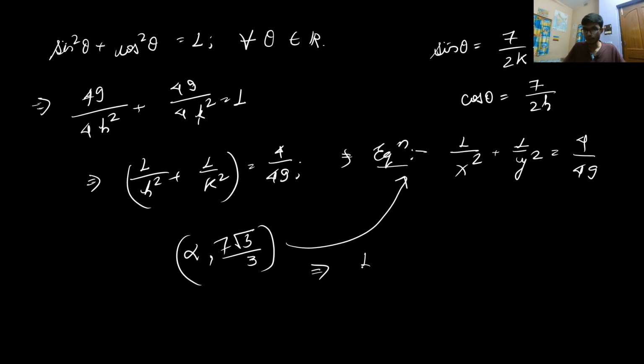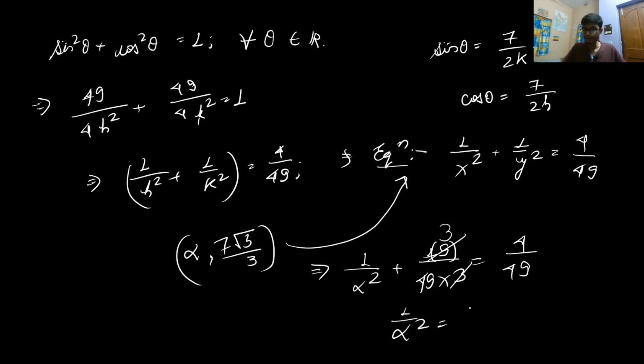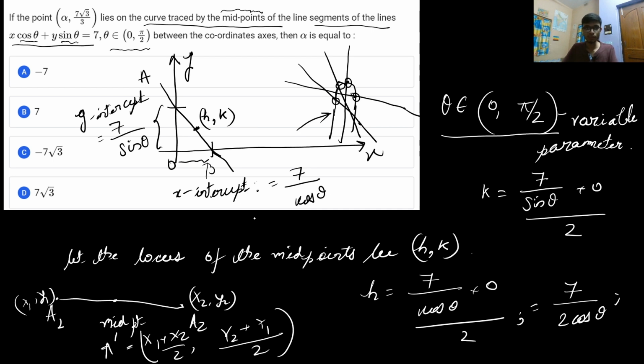Okay. So if you put the value, then it will become 1 by alpha square plus 1 by, so the 7 square will be 49 into 3, and the 3 will go up and it will square up, and then it will become 9, and is equal to 4 by 49. Okay. So from here, I can cancel it out as 3 by 49. So this will become 1 by alpha square, and on taking it to the right hand side, it will become 1 by 49. So from here, the value of alpha will equal 7, because it is said that alpha is a positive number. So definitely the value of alpha will be equal to 7. So the right answer to this problem will be option number B. Okay. So this thing is clear.